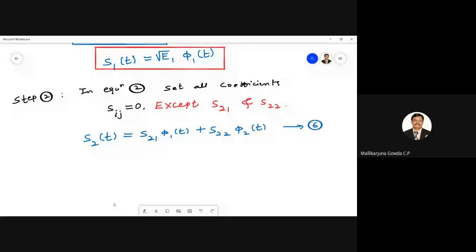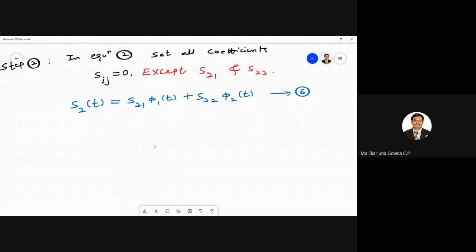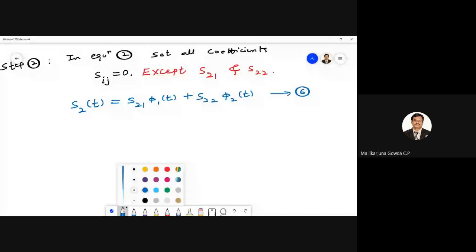Okay. So now the next step is here in step 2 only. What I do is I multiply this equation 6, both sides by pi 1 of t, and then let me integrate over the interval t. Hope you understood what I said? I said multiply.